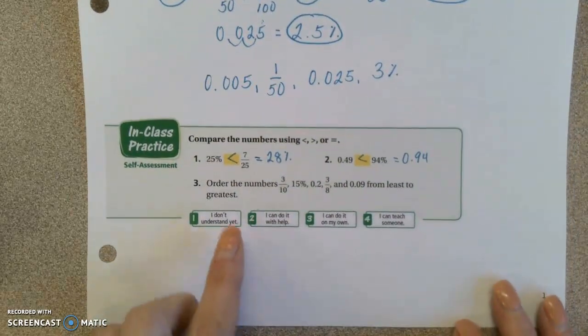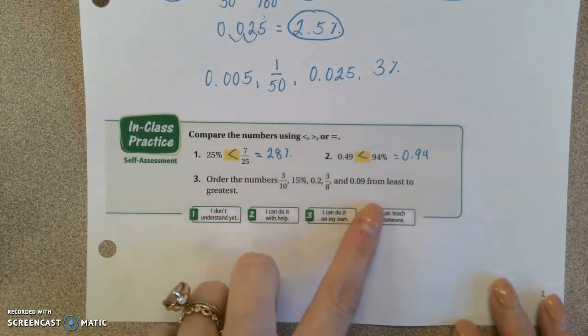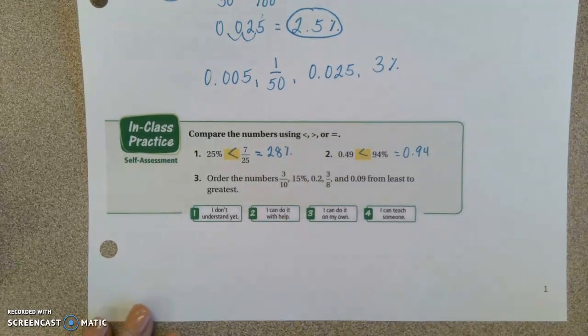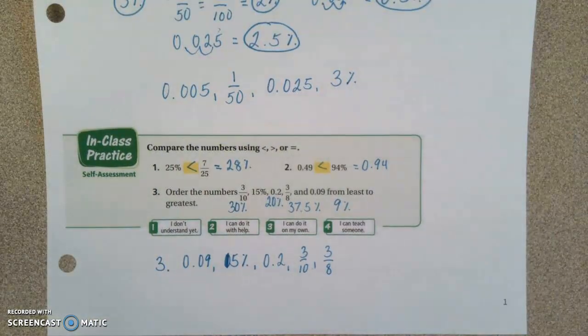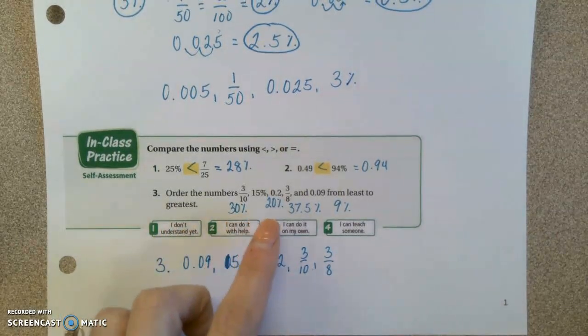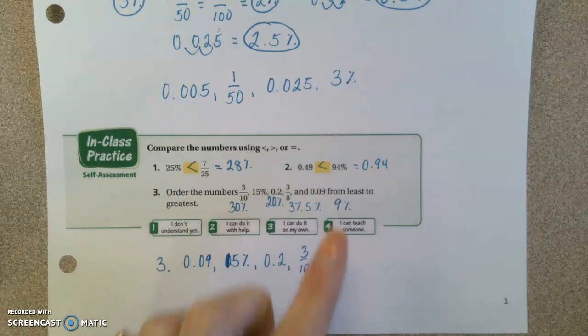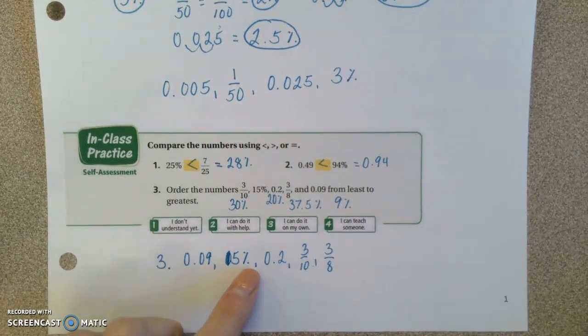Okay, go ahead and pause your video and try the number 3 down here at the bottom. You have those 5 numbers for that one. Okay, so I turned all of these into percents as well. So 30%, 20%, 37.5%, and 9%. And then I put those in order from least to greatest. Okay, go ahead and flip this over.